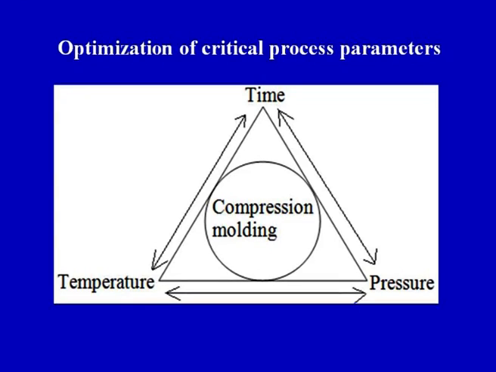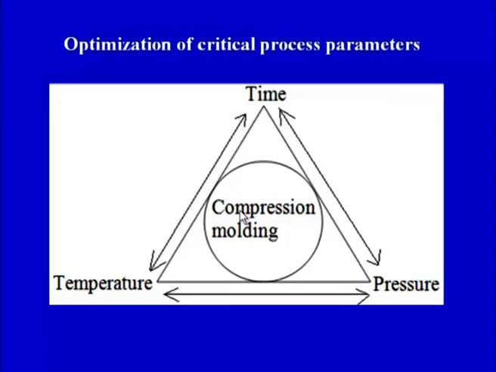Now, what about optimization of the critical process parameters? We have seen so many parameters or factors that have to be kept in mind when we are using the compression molding process, but broadly these can be classified into three important parameters. On your screen you can see a very simplistic diagram of the compression molding, in which there are three critical parameters: the time of curing, or in easy language, the time for which the two halves of the mold would remain closed.